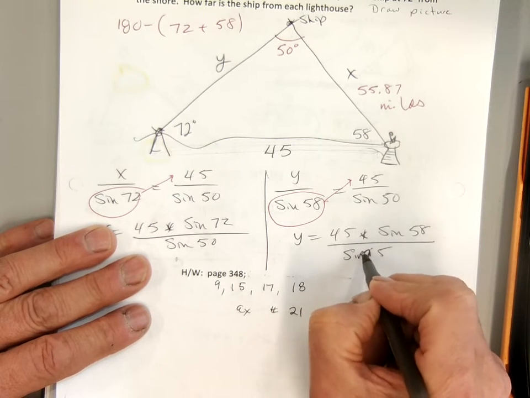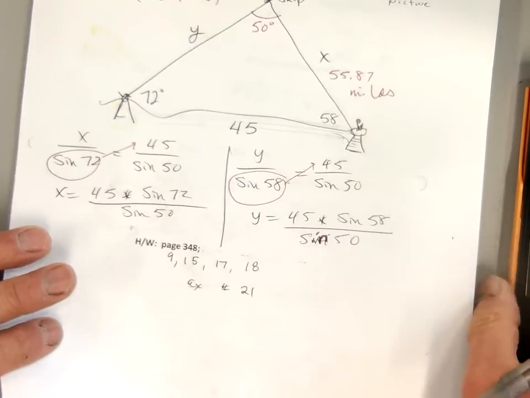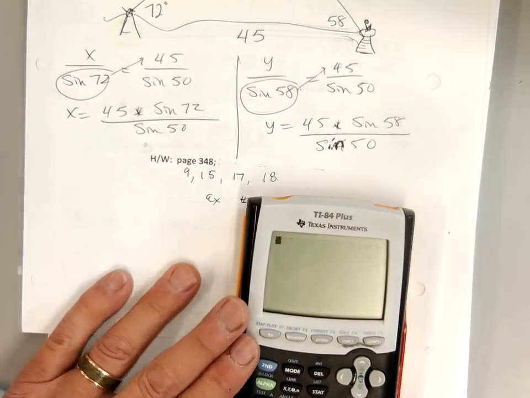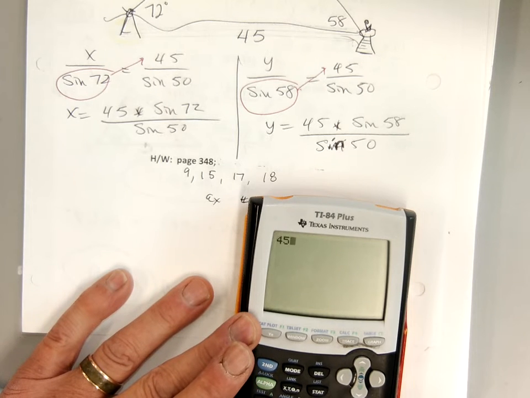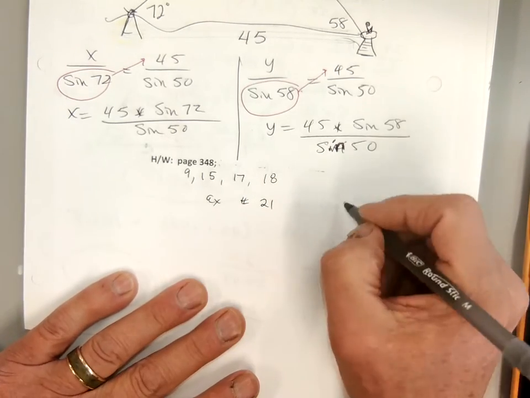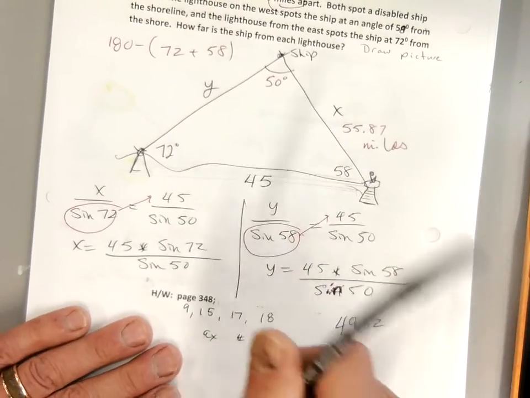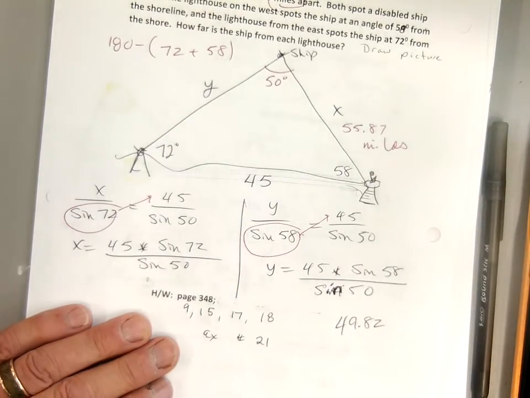Sine 50, almost made a mistake, but I didn't. So I use my calculator. 45 times the sine of 58, close the parentheses, divided by sine of 50, and I get an answer of about 49.82. I can put that in terms of miles. I can put that in a picture. So that's what I have.